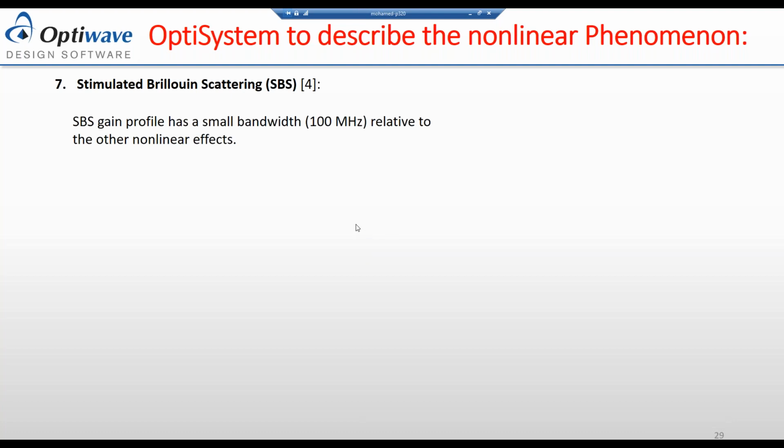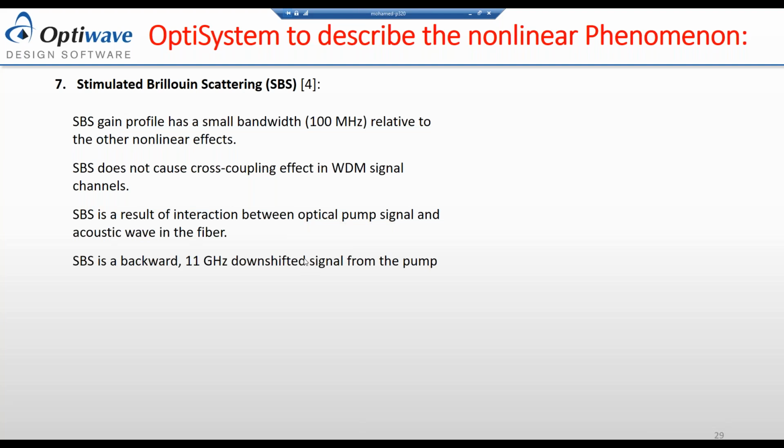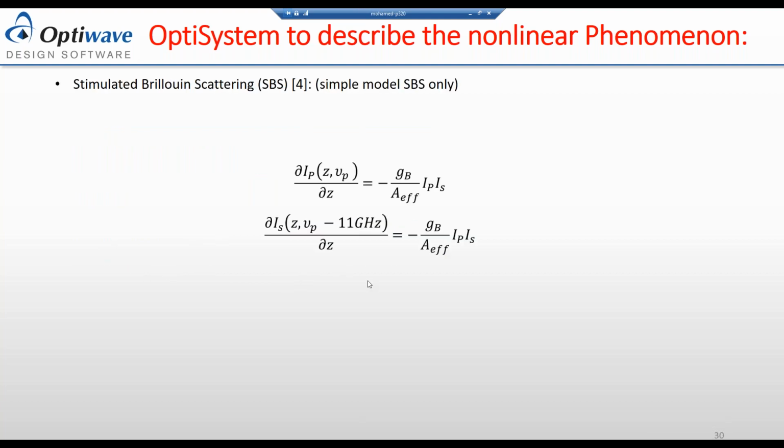It's elastic as well. Its bandwidth is very low. That's why it doesn't cause cross-coupling effects in WDM. And the difference between the generated signal and the source itself is around 11 gigahertz, and it's backward. So how can we model it? It's modeled in reference number 4. You will see here, this is the pump, and this is the signal itself, and the pump has a certain frequency nu, and the signal has a frequency of nu minus 11 gigahertz. And this is the relation that couples the intensity of the pump and the intensity of the signal.